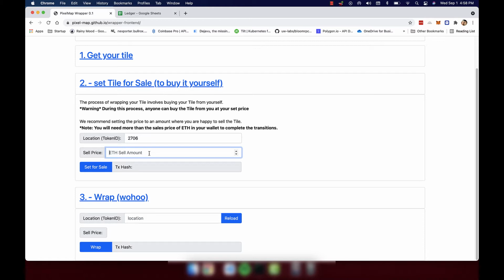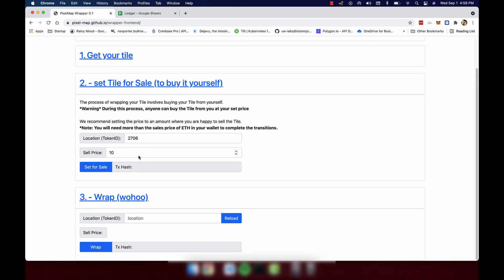So the important thing to do is ensure that the sell price is high enough that even if someone does basically buy it out from you, you're still happy. A safe number is typically just above the floor on OpenSea. If you want to be a little safer than that, just go a little bit higher. Today I am going to set mine at 10 ETH.